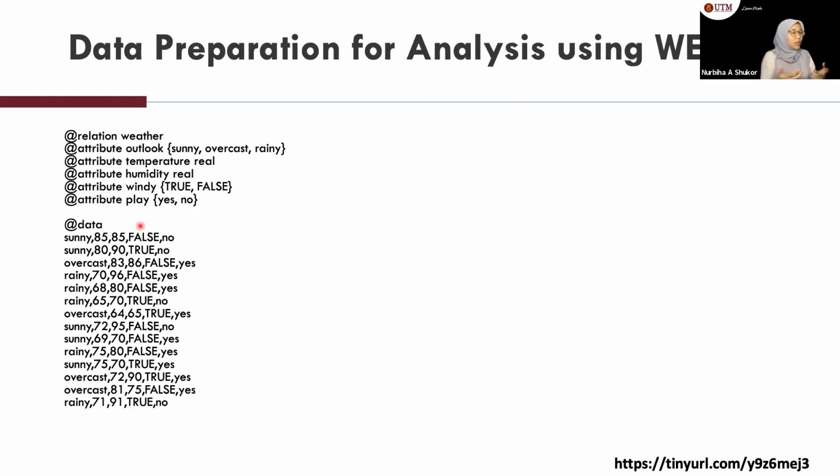I want the robot to tell me, okay, should I go out and play today? Robot akan kata no. Dia kata no tu adalah based on apa? Based on weather forecast. Whether it is sunny, overcast or rainy, ataupun the temperature, ataupun the humidity of it, and whether it is windy or not. And then dia akan predict bahawa should I go out and play.